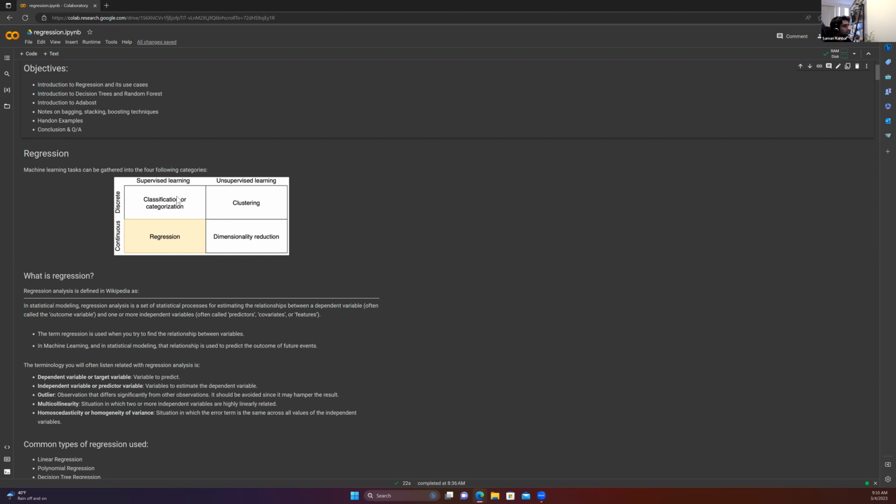Supervised learning, again, includes classification, categorization, and regression. So you can classify these subfields of machine learning into these two categories. And we have unsupervised learning, with clustering and dimensionality reduction as examples. You apply some of these algorithms on different types of data. So we have discrete and continuous data.